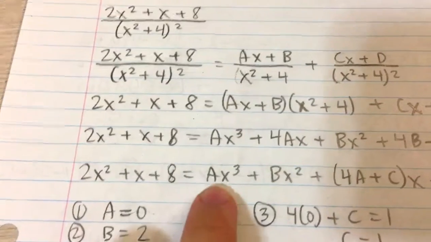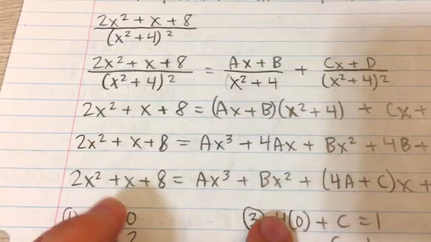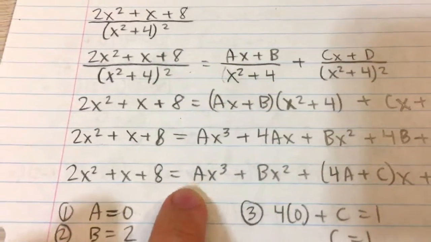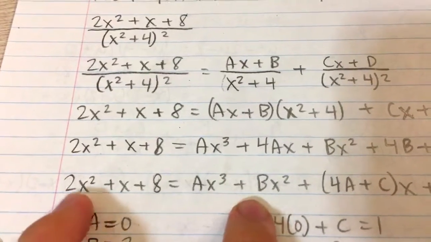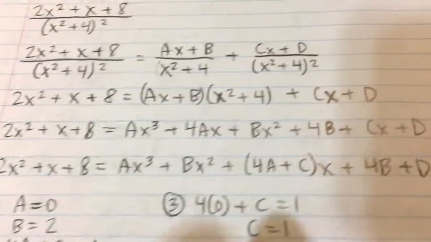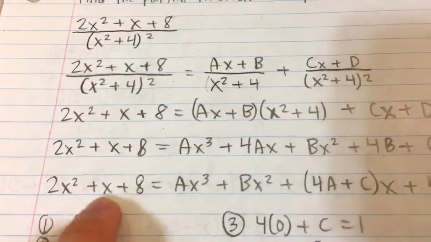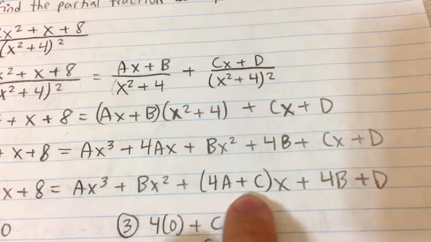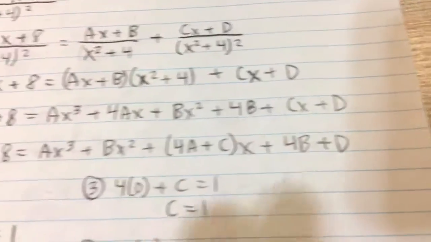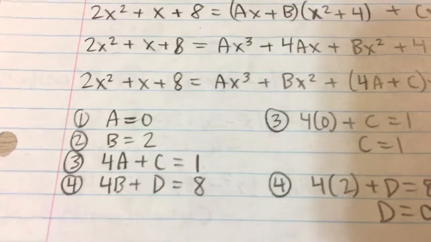So, as you can see, there's no cubic term on the left. And so in order for the right side to be equal to the left side, a has to be 0. The coefficient has to be 0. For the quadratic term, you can see there's a 2 coefficient on the left, and so that means b has to be equal to 2. Here, for the linear, or x to the first power term, there's a coefficient of 1, and so 4a + c has to be equal to 1. And finally, the constant on the right, 4b + d, you can see the constant here is 8, and so that has to be equal to 8.